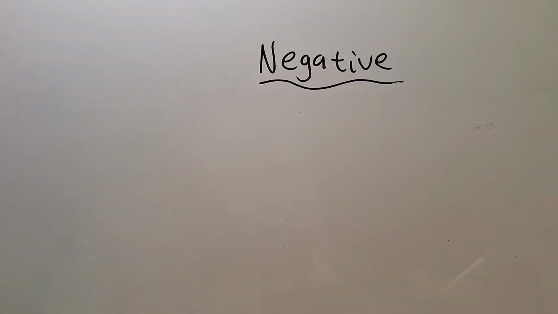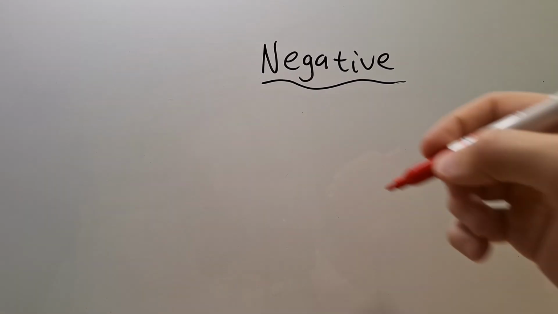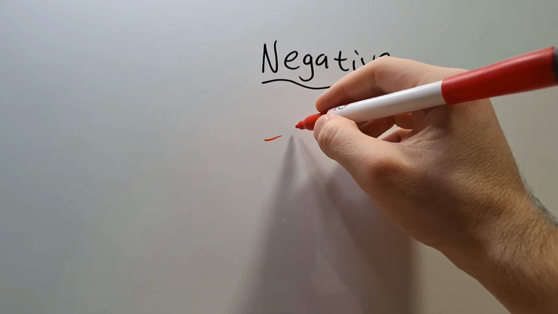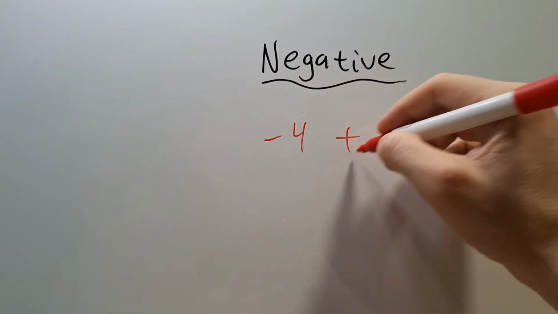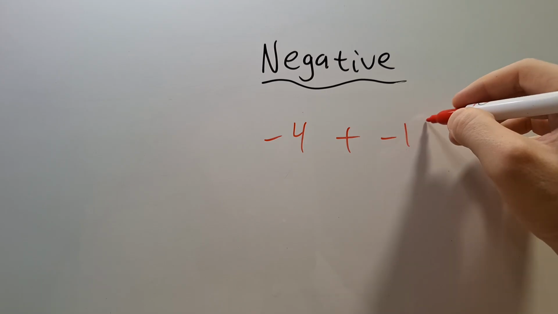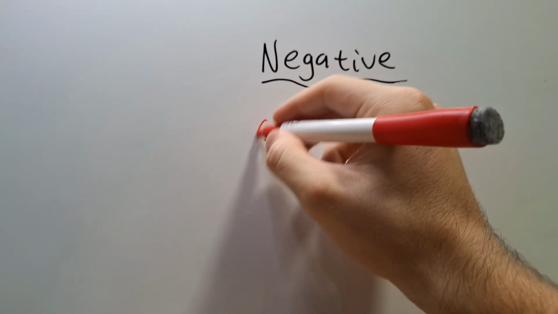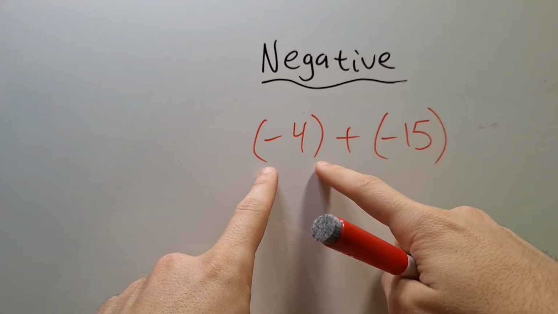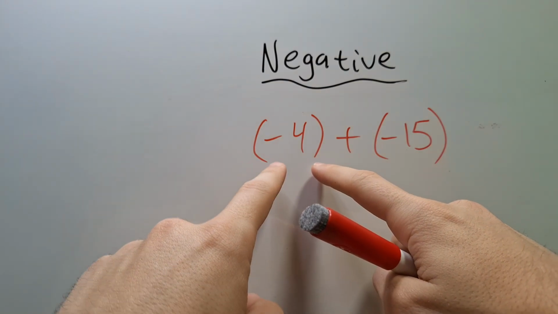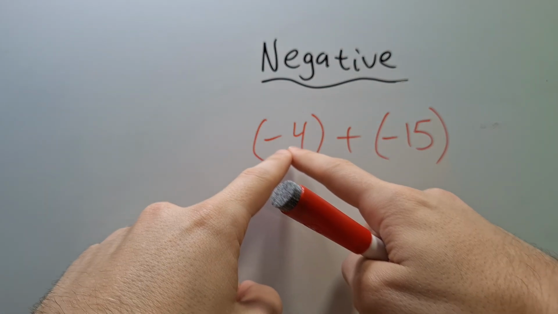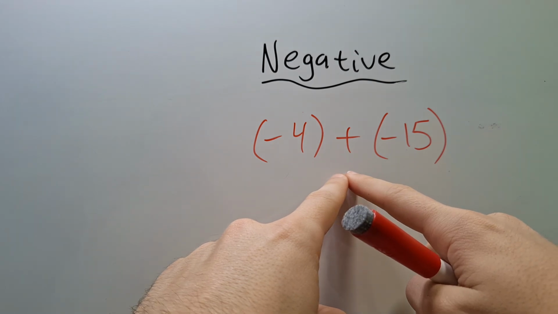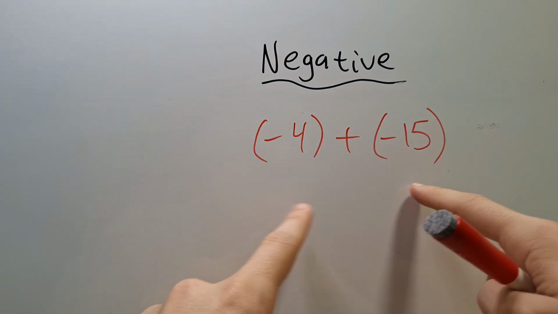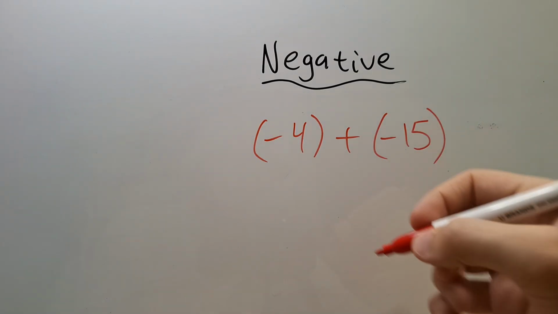There's a bit of a catch here, and I'll show you that in this example. If I were to add 2 negative numbers, say -4 and -15, what I'm going to do is draw these symbols around these 2 numbers. These are known as parentheses, and this just separates the number and its sign from the addition sign, just to let you know that I'm adding 2 negative numbers, not to stir any confusion.